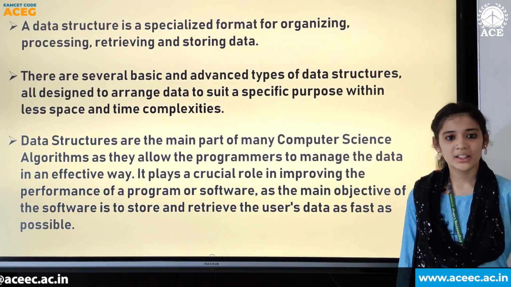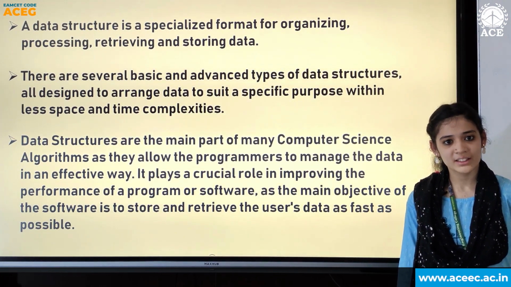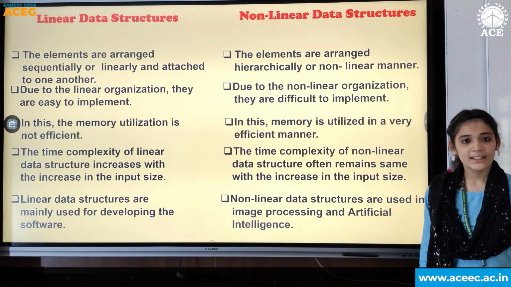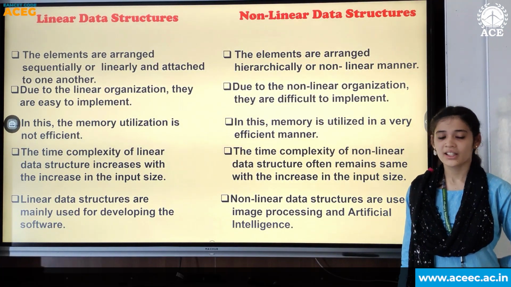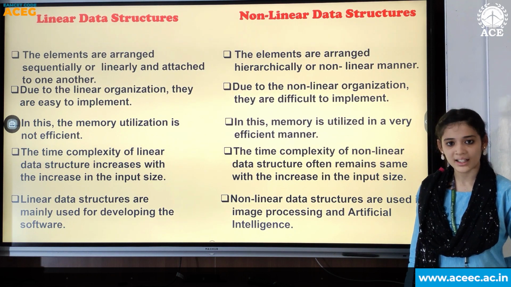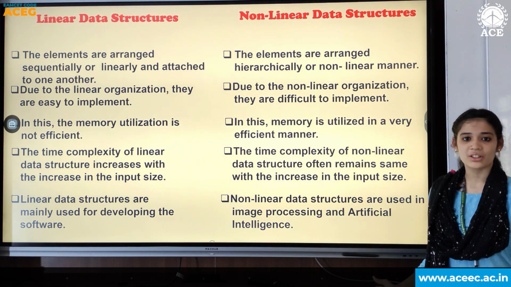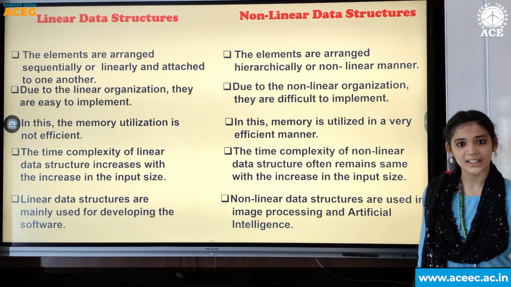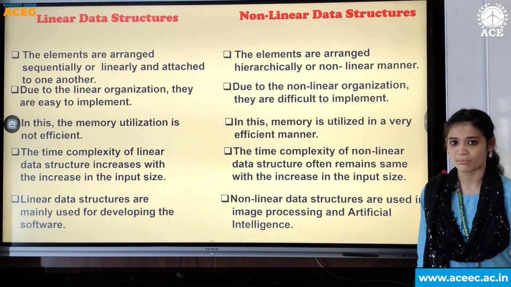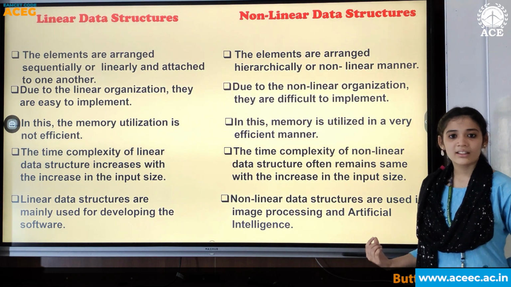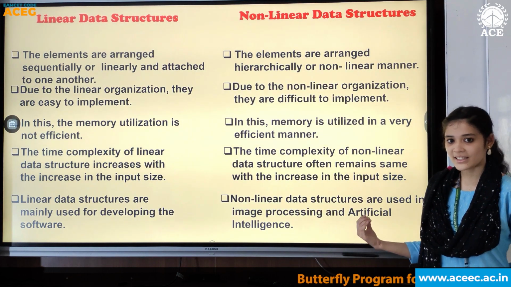Data structures are divided into two categories, nonlinear data structures and linear data structures. Here we have the difference between linear data structures and non-linear data structures. In linear data structures, the elements are arranged in a linear way, thus they are easy to implement. Whereas in non-linear data structures, the elements are arranged in a non-linear way, thus the implementation is complex. In linear data structures, the time complexity is more, whereas in non-linear data structures, the time complexity is less.